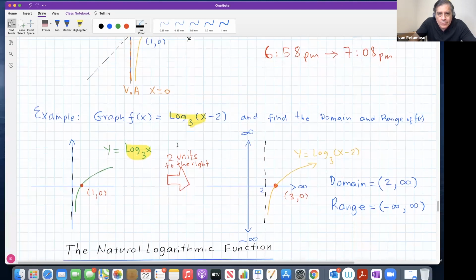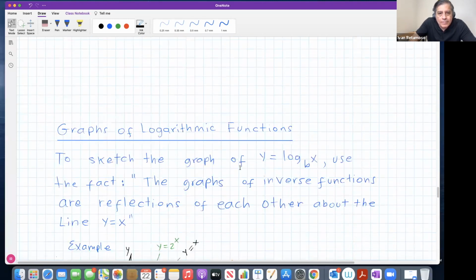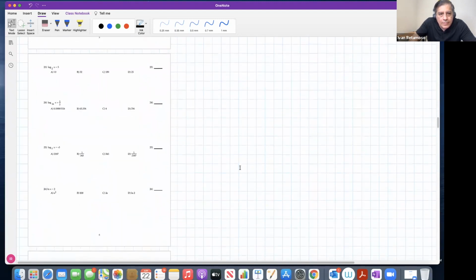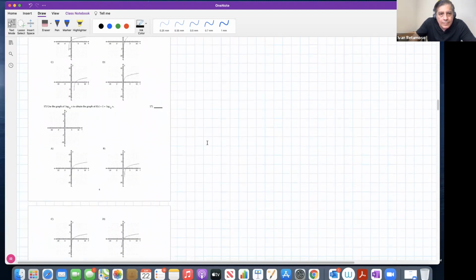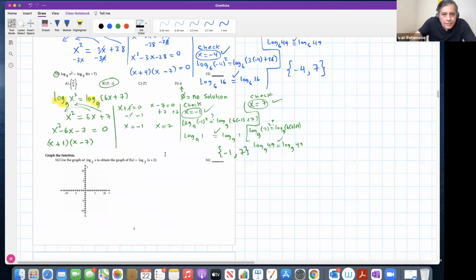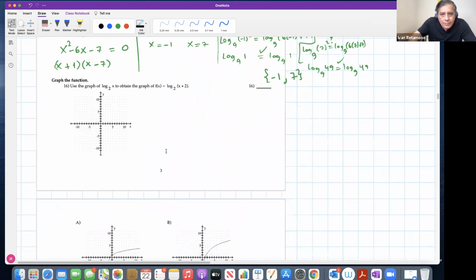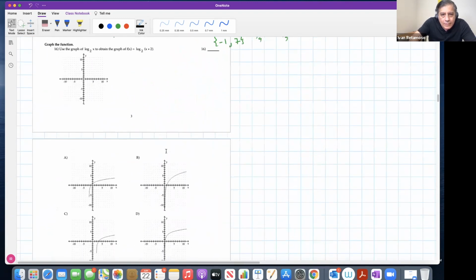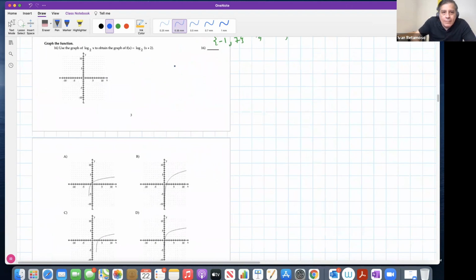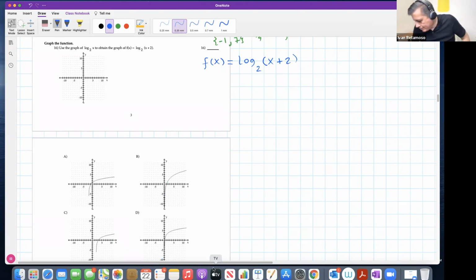Now, what kind of questions relate to this? Well, I will show you now. A nice question here. Could you figure out what the graph is? Let me show you. This is the graph of f of x equal log base 2 of x plus 2. Which one is it, this or this?